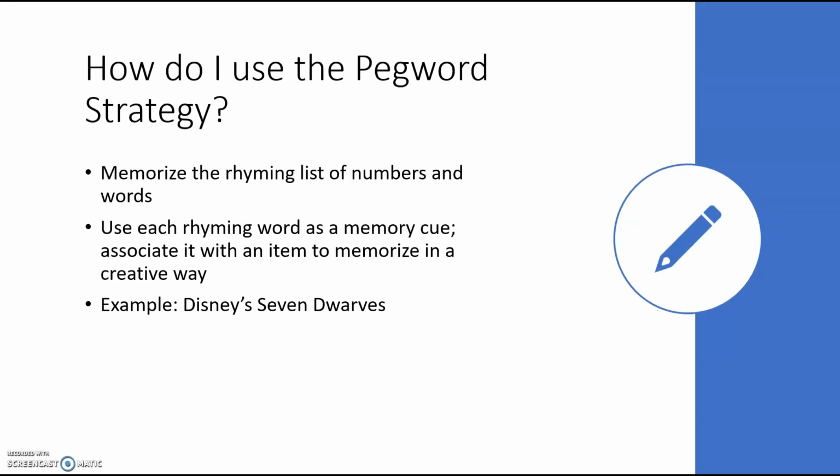So now that you've memorized it, how do we use the Pegword strategy? So first we have to memorize the rhyming list of numbers and words. We already did that. Excellent. So the next thing we're going to do is use the rhyming word in each number-word pair as a memory cue. And we're going to associate that word with something we're trying to memorize in a creative way. And the thing that we're going to try to memorize today is the names of all 7 of Disney's 7 dwarfs.